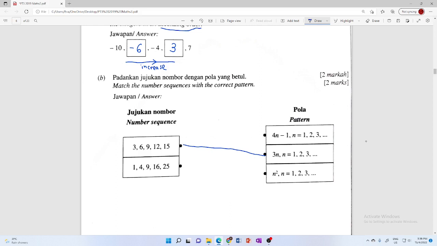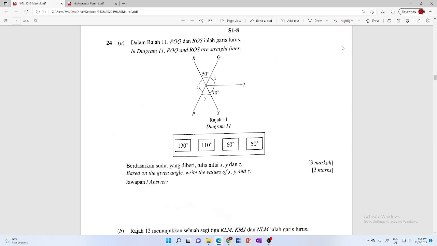And 1, 4, 9, 16, when we look at this number, we know that this is a square numbers. These are square numbers. Square numbers, so this is n square. And we can double check. When n is 1, 1 square is 1, 2 square is 4, 3 square is 9. So it's correct.